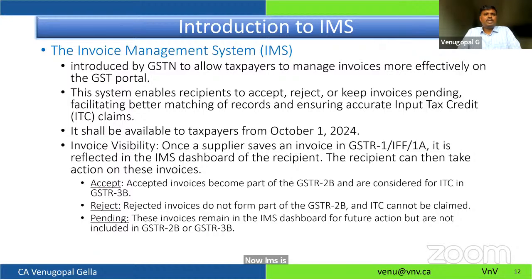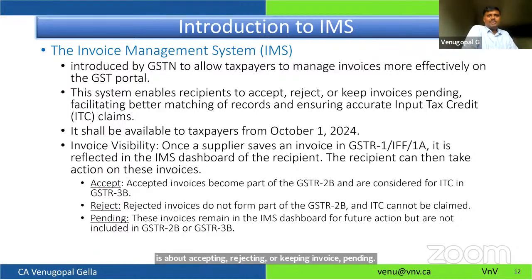What is this? This is about accepting, rejecting, or keeping an invoice pending. When you accept, that means you want to take it into 2B. When you reject, you say, I don't want it in my 2B. I don't want to claim ITC on it. It doesn't belong to me. Some vendor has uploaded in his R1 putting my name. So it doesn't belong to me.